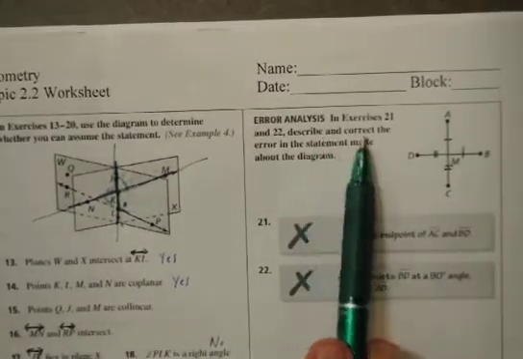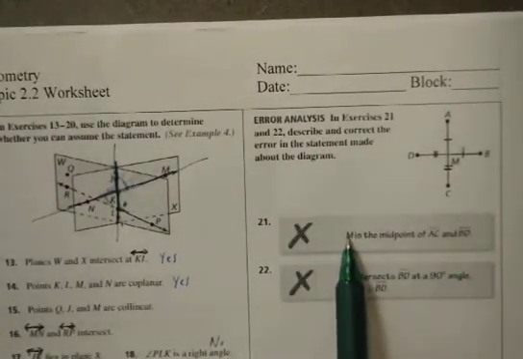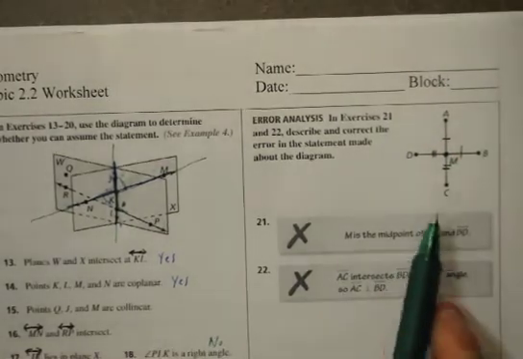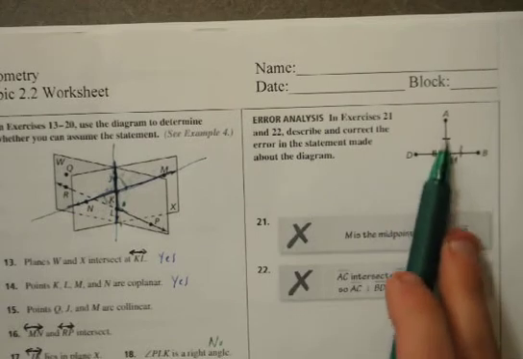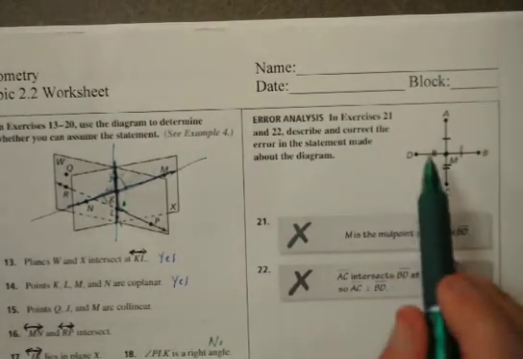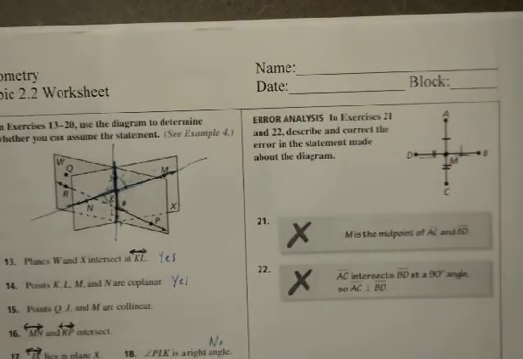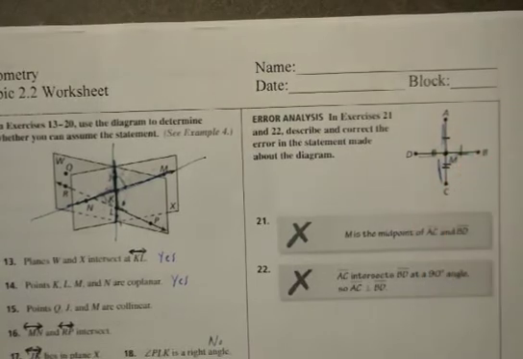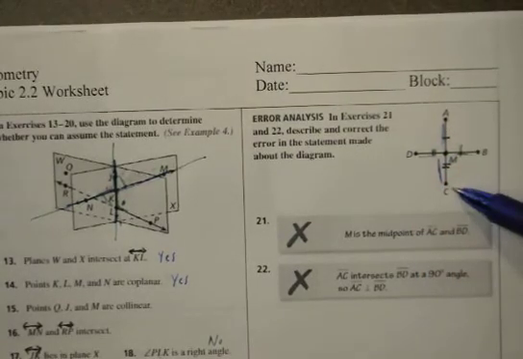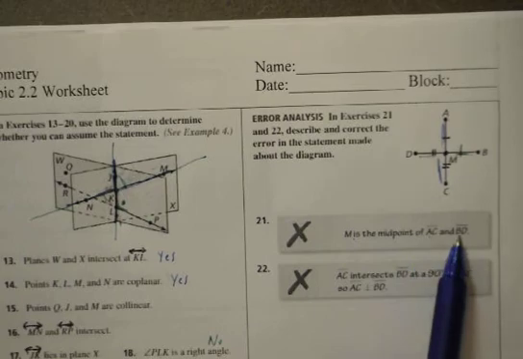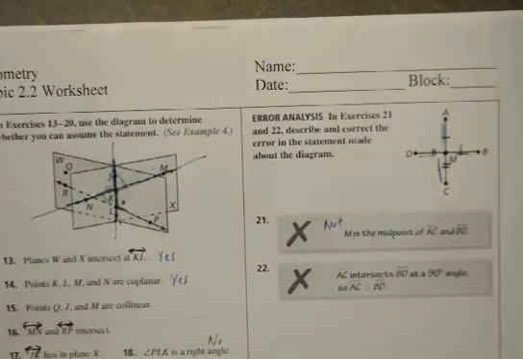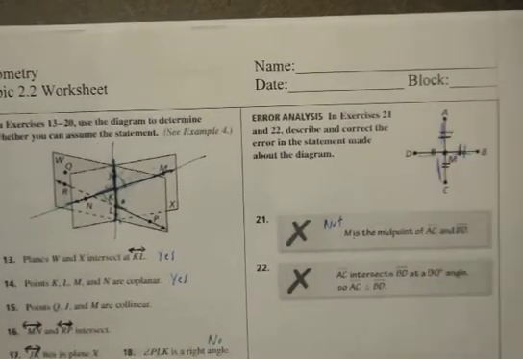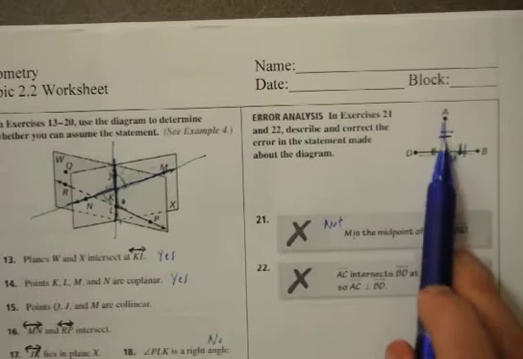Next, describe and correct the error. It says that M is the midpoint. Here's M right here. M is not the midpoint of any of these segments. This length is not the same as this length, so it's not a midpoint of DB. And this length is not the same length as this length, so it's not the midpoint of AC. M is the midpoint of AC and BD. That is just not true. I can make it that way if I fix it. If I put 2 marks here and put 2 marks here, now it's the midpoint and now it's the midpoint.